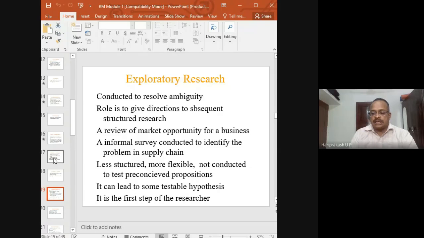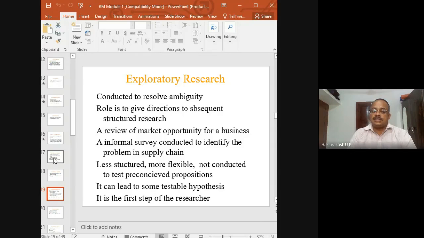When you are talking about the hypothesis, a hypothesis is nothing but an assumption. Some researchers have to test the hypothesis, but that cannot be done in this type of research. Testing a hypothesis is not possible in exploratory research. It can lead to some testable hypotheses, and you can develop some hypotheses from this, but testing a hypothesis is not possible in exploratory research.